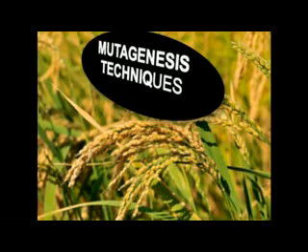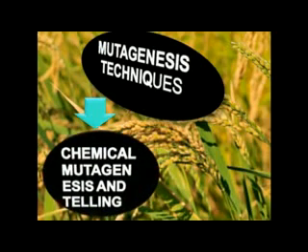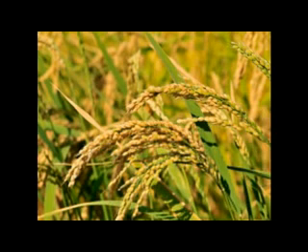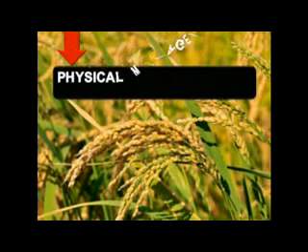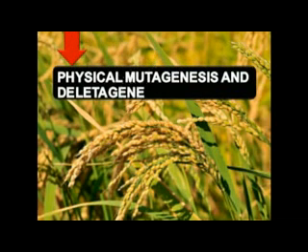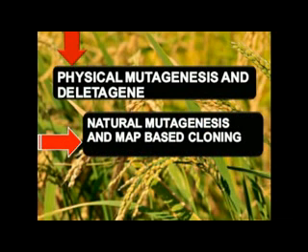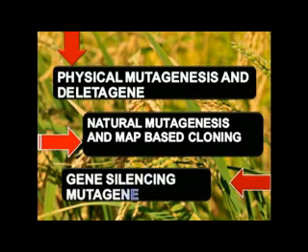There are various strategies used for generation of mutants, that is, techniques of mutagenesis. These strategies are chemical mutagenesis and TILLING, T-DNA mutagenesis, physical mutagenesis and deletion gene, natural mutagenesis and map-based cloning, and gene silencing mutagenesis, out of which the chemical mutagenesis technique is a traditional method. Nowadays, T-DNA mutagenesis and physical mutagenesis are widely used.